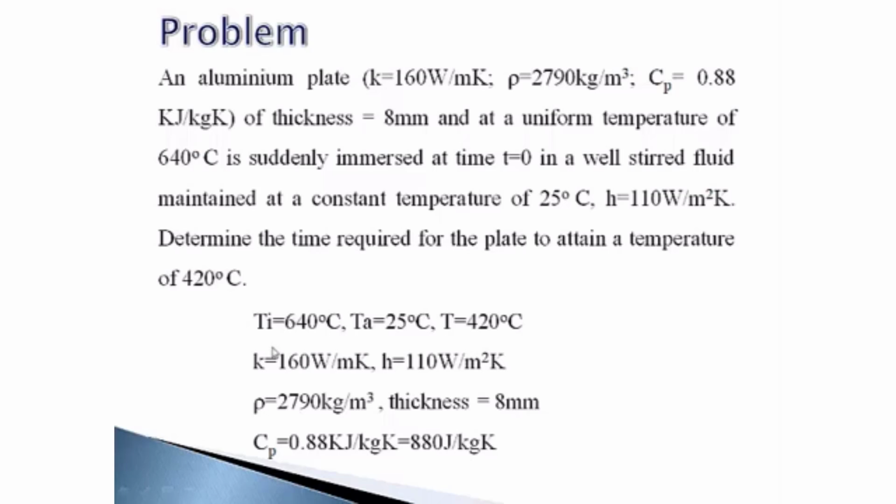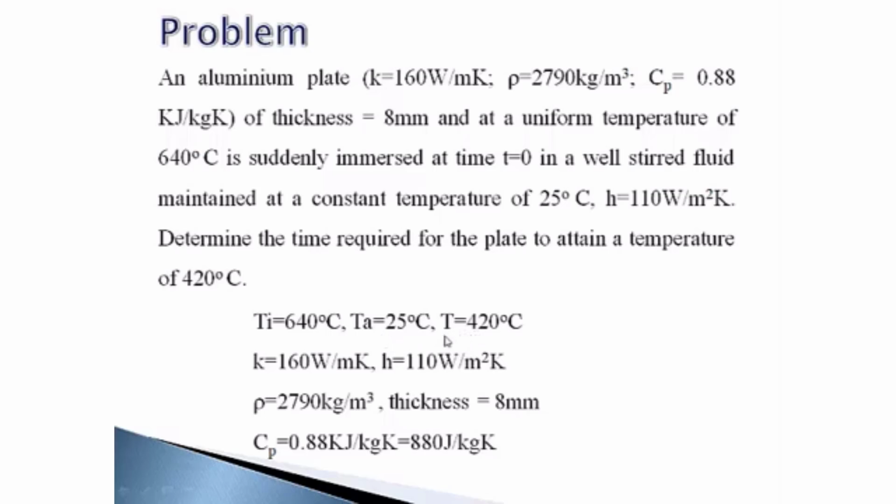So these are the data given. The initial temperature of the plate is 640 degrees centigrade, the surrounding temperature is 25 degrees centigrade. You need to find out the time required to attain a temperature of 420 degrees centigrade. Thermal conductivity and heat transfer coefficient are given. Density, thickness, and specific heat is 0.88 kilojoule per kilogram Kelvin, so I converted it into joules per kilogram Kelvin by multiplying by 1000. Now we know the initial temperature and ambient temperature, and also the temperature at the end of a time period. So we need to find out the time to attain this temperature.